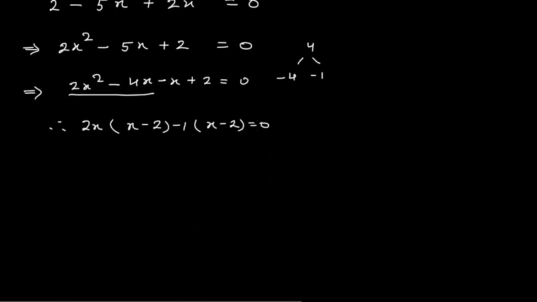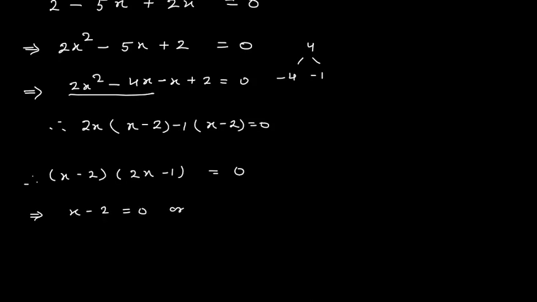So therefore I will say x minus 2 into 2x minus 1 is 0. This will give me x minus 2 is 0 or 2x minus 1 is 0. So from here we get x is equal to 2 or we get x is equal to 1 upon 2. Here you see 2x is equal to 1, that gives you x is equal to 1 upon 2.